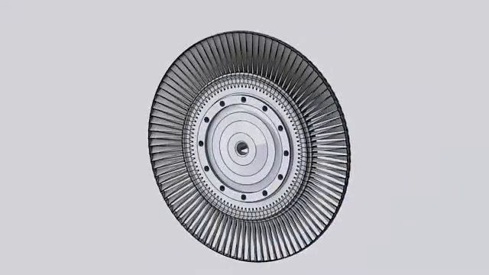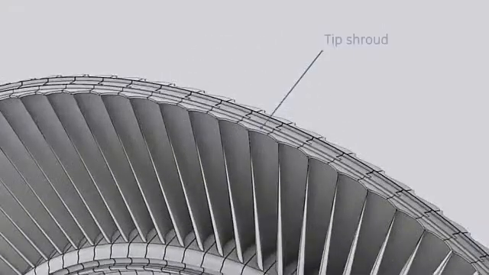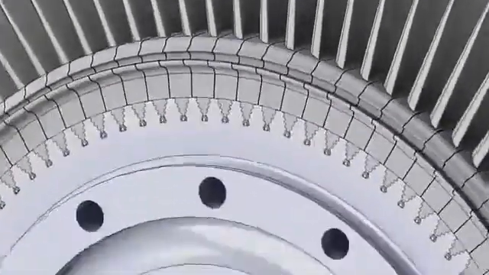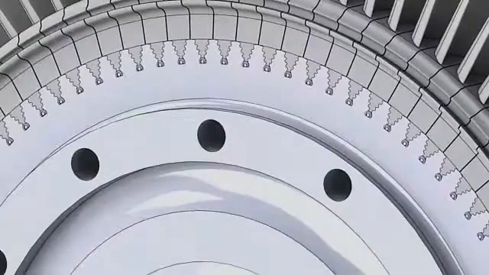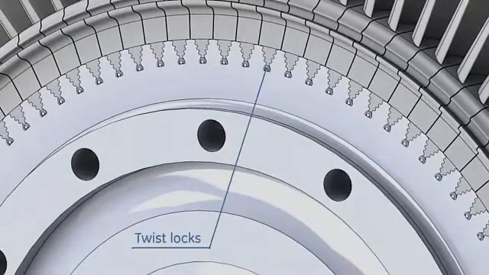The third wheel carries the buckets of the third turbine stage. 92 buckets are also installed on the third wheel. Third stage buckets are not internally cooled. The third stage bucket tip is also enclosed by a shroud. Buckets are attached to the wheel by the dovetail arrangement and held in the axial direction by a twist lock arrangement, like the second stage.